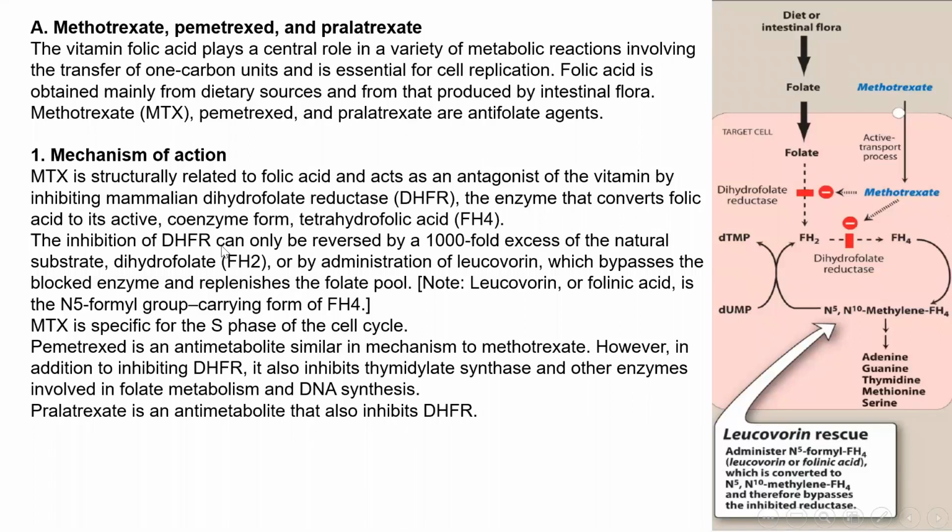So from this figure, or here if you want to, it is just the same thing. MTX is structurally related to folic acid, and it acts as an antagonist of this vitamin by inhibiting dihydrofolate reductase. After transferring this drug from outside the cells, inside the cells methotrexate has a structural similarity to the folate. So it inhibits dihydrofolate reductase in this step, to be converted to dihydrofolate, and in this step to be converted finally to tetrahydrofolate. So it prevents the formation of tetrahydrofolate through targeting dihydrofolate reductase in these two steps.